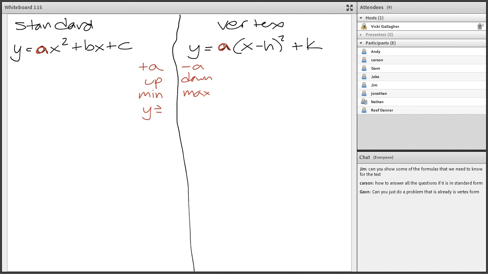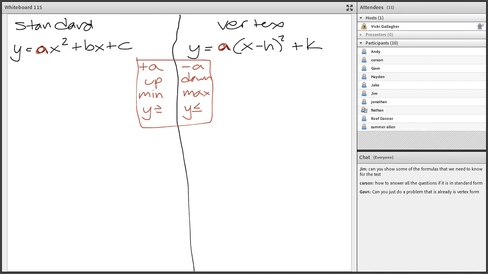And then for your range, you would write y is less than or equal to. So that's what the letter A does. If it's in standard form, you'll need to calculate your axis of symmetry. And the formula for that is x equals negative b over 2a.